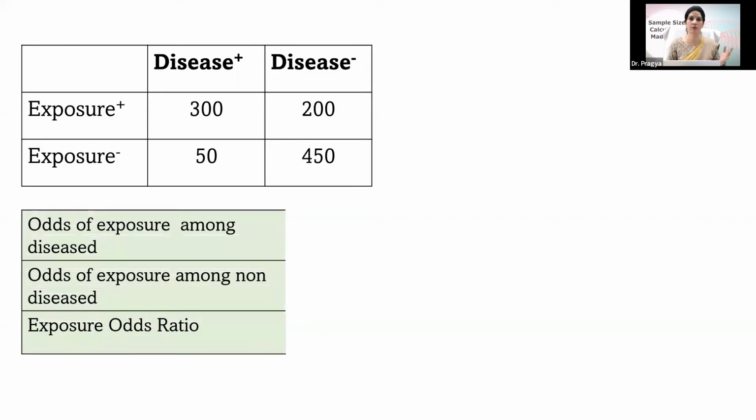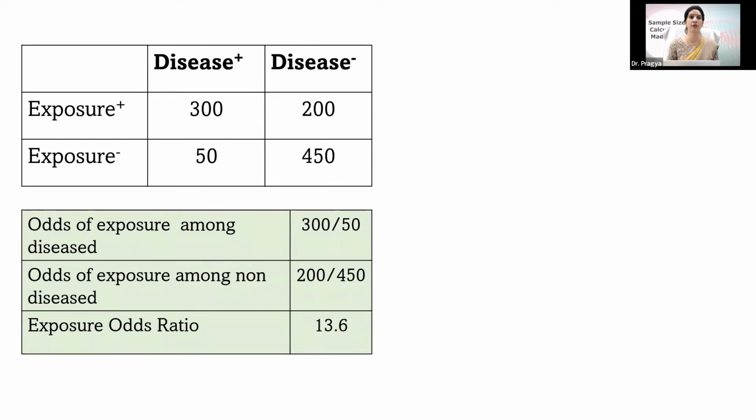So now can you calculate the odds of exposure among diseased in this case? It will be 300 by 50. And the odds of exposure among non-diseased will be 200 by 450. If you calculate the exposure odds ratio, it will be 13.6. How is this example different from the previous one? In this example, I have increased the number of cases.